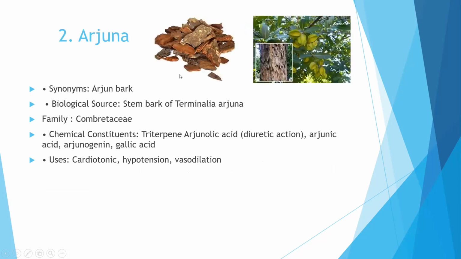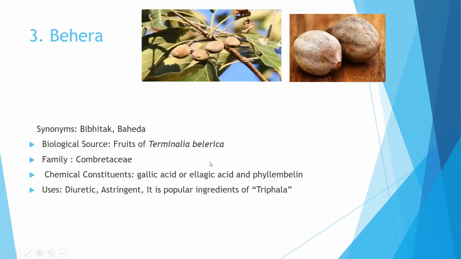Second is Arjuna. Here is the Arjuna tree and here is Arjuna bark. Synonym for Arjuna is Arjuna bark and biological source is stem bark of Terminalia arjuna. Family of Arjuna is Combretaceae. Chemical constituents of Arjuna are triterpene, arjunolic acid, arjunic acid, arjunogenin, gallic acid. Uses: cardiotonic, hypotension, vasodilation.